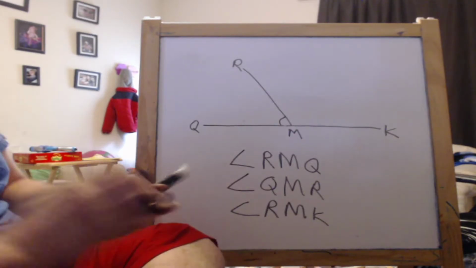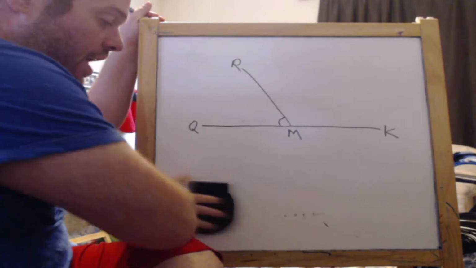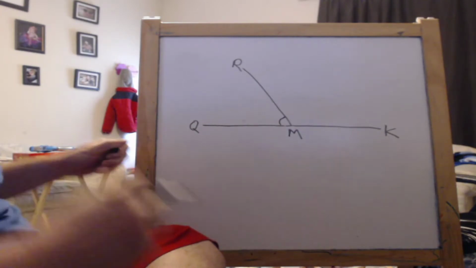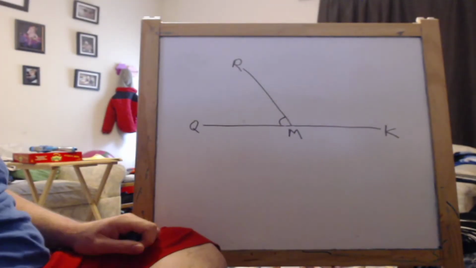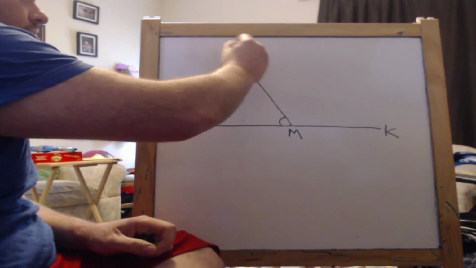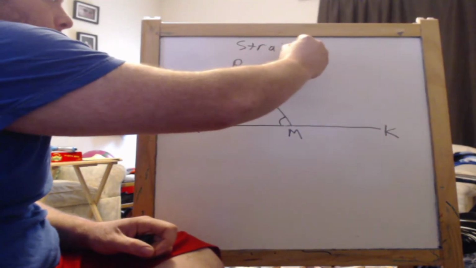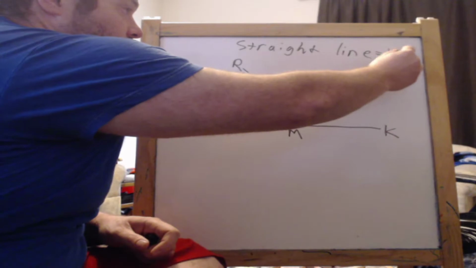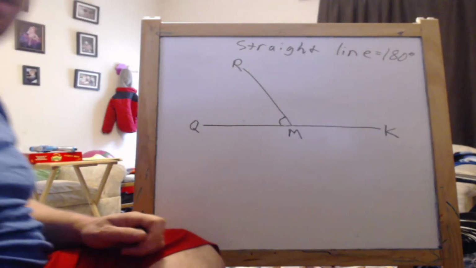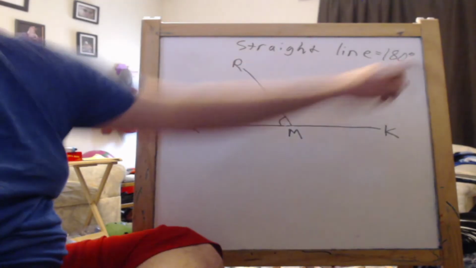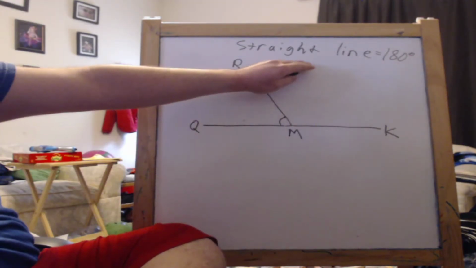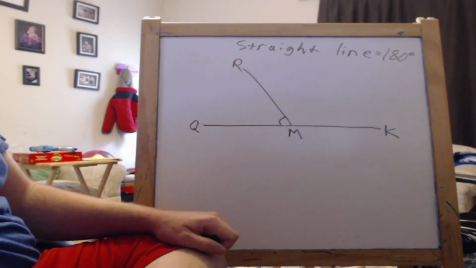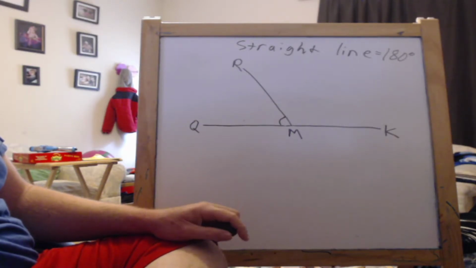Okay, so let's go through, and a lot of these questions are figuring out angles. So one thing to start with is a straight line. A straight line equals 180 degrees. That little circle up there means degrees. But a straight line is always 180 degrees. And let's just assume that this line is straight. Typically, they will tell you in a word problem that it's a straight line.